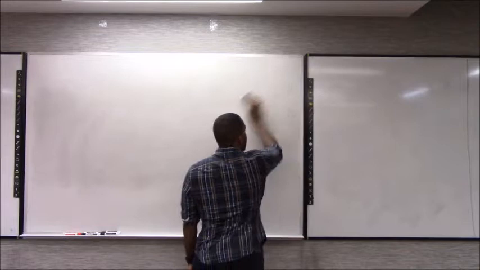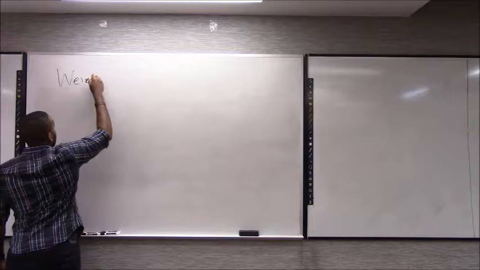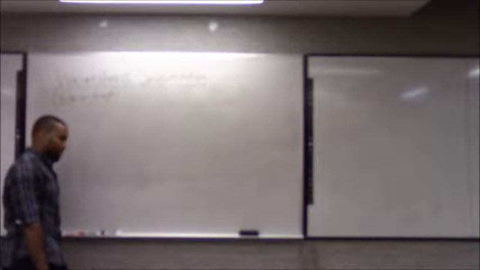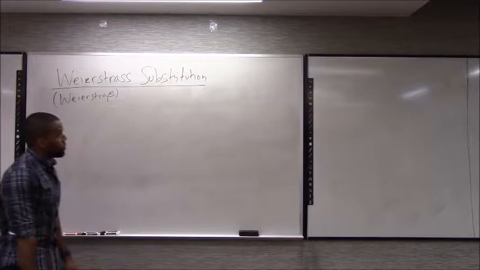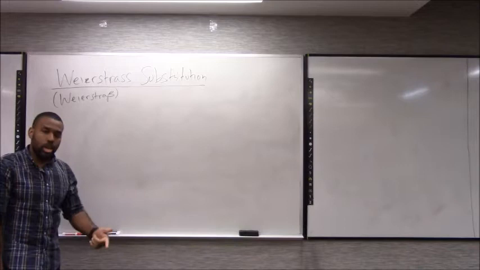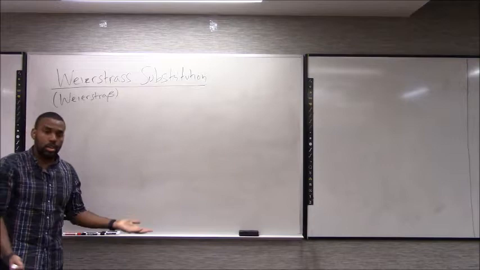It's called the Weierstrass substitution. Weierstrass, for you German fans. He was a German mathematician from the 1800s. And this substitution is kind of like the reverse of trig substitution. In trig substitution, you have a rational function, and you apply a substitution to turn it into a trig function. Let's do the opposite. Suppose I give you a trig function, is there a way to turn it into a rational function? It turns out that a lot of times there is.